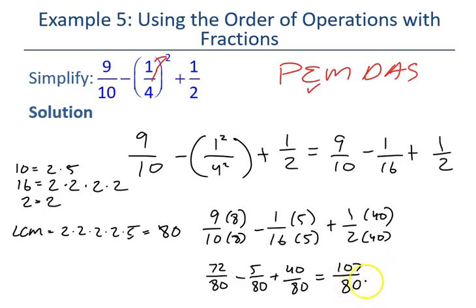You can keep it that way, or you can change it to a mixed number, which you would have to go in there and ask, how many times will 80 go into 107? Well, that's just one time. Okay, well, 107 minus 80 gives me 27 all over 80. And that's how you would keep it in improper or mixed number form. And that's also how you do the order of operations.